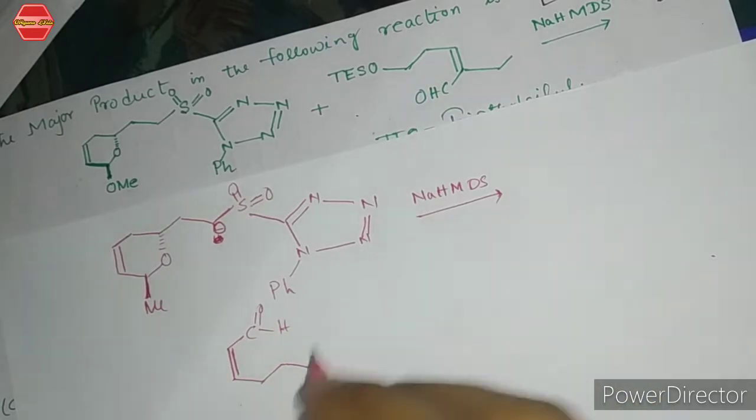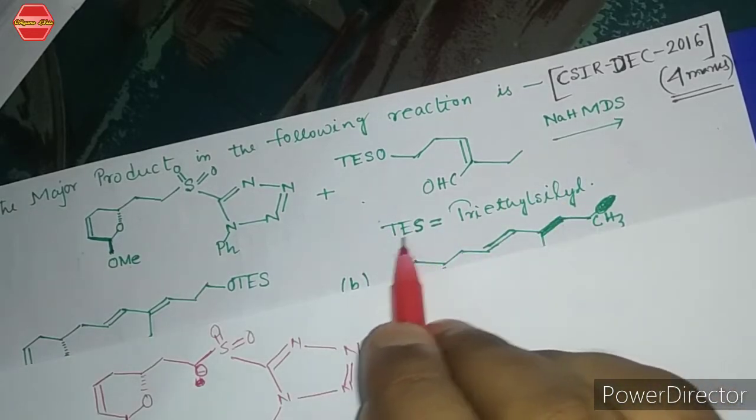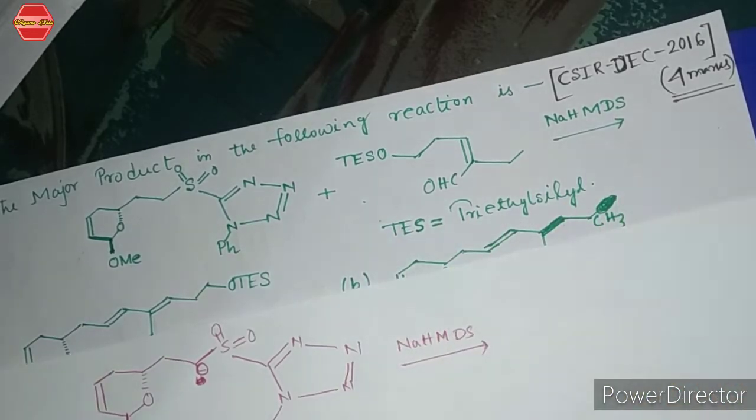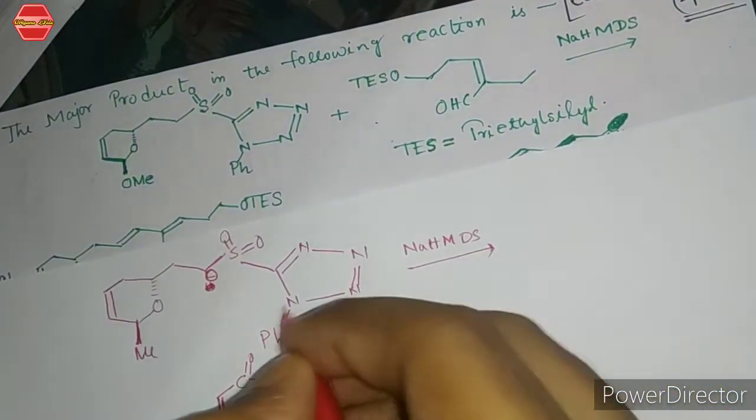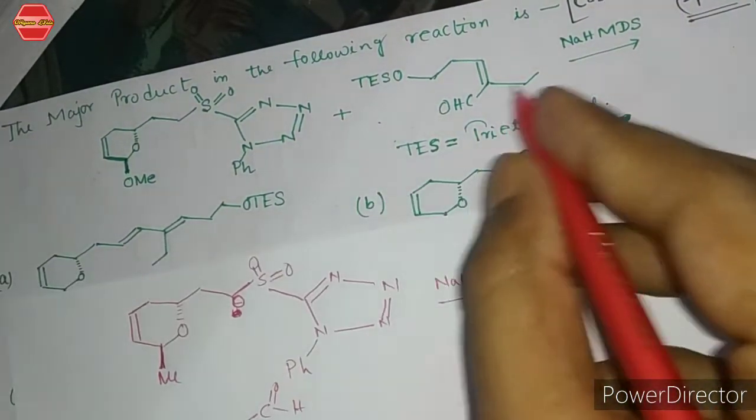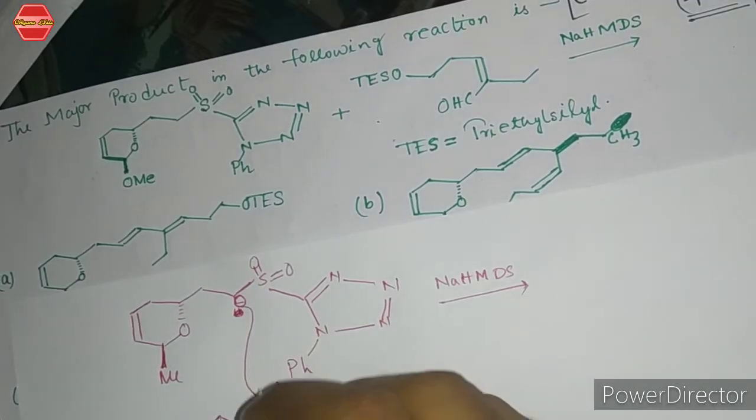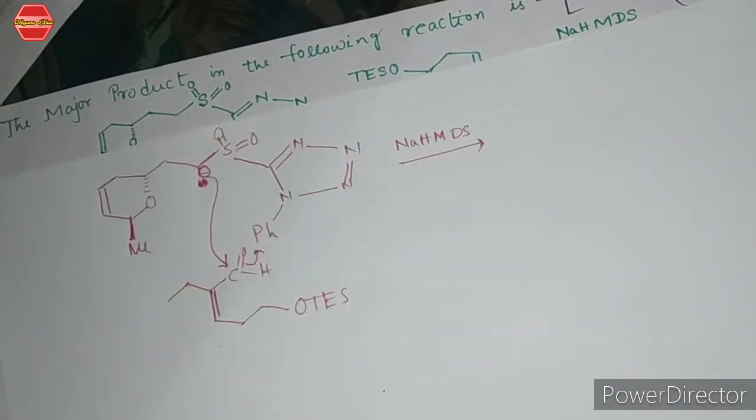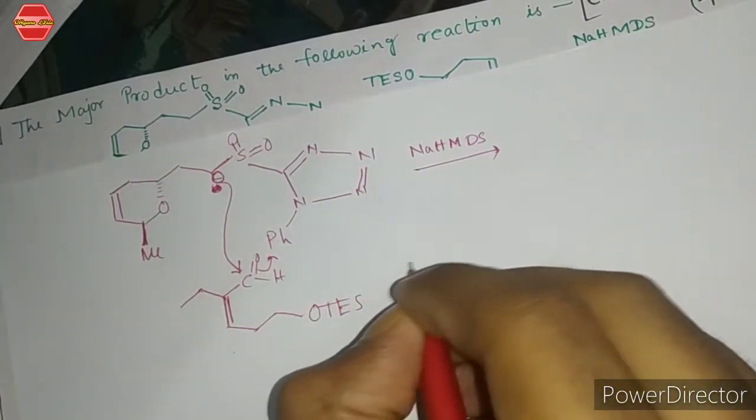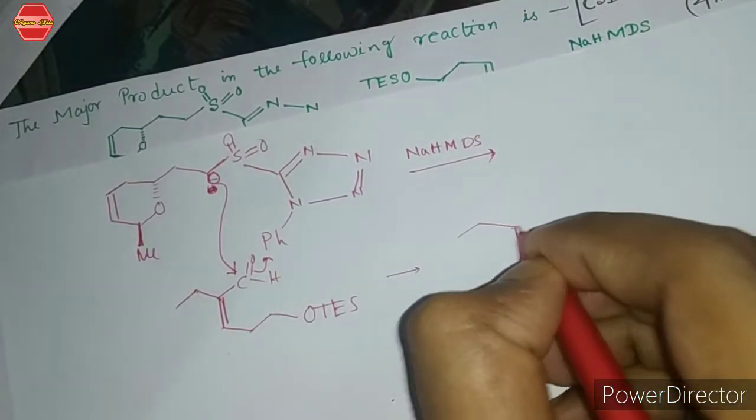CH2OTES. Now what is TES? In the question it is also mentioned: TES is nothing but the triethylsilyl group. Okay, so it is also a silicon-based compound, and this is negative. Here is also a given part, that is this one. So the negative charge attacks this carbonyl carbon, and this oxygen is negative over the nitrogen, and after that there is a formation of this one.